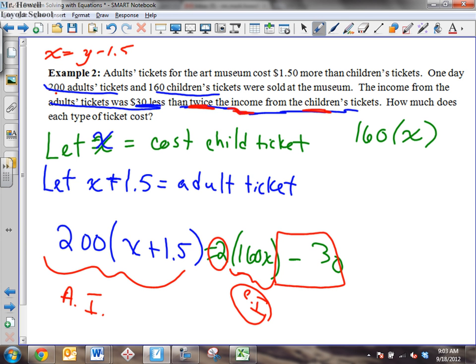Then you would say adult cost times 200 equals twice the children's cost minus 30. That would be your first equation. That would be your second equation. You have X and Y, you would solve those. Okay, that would be your system.